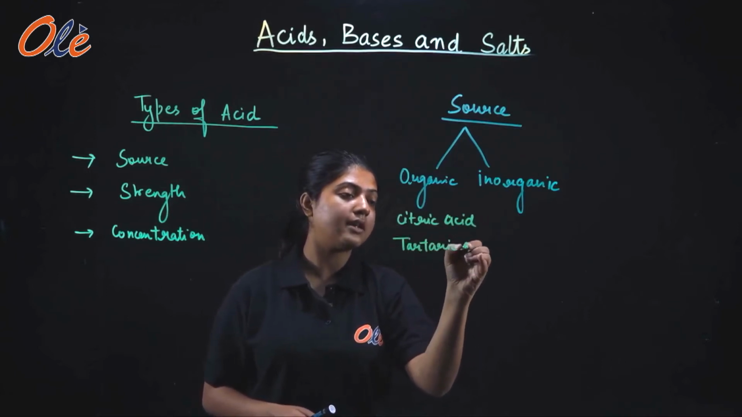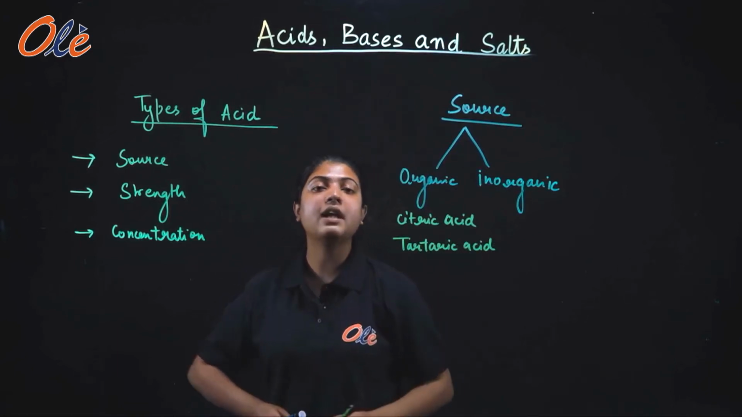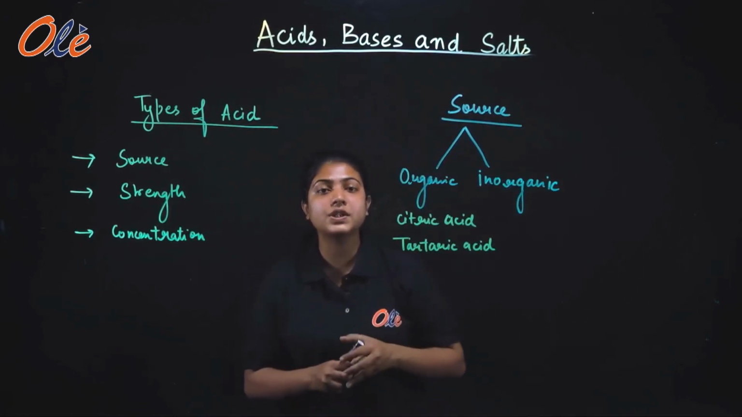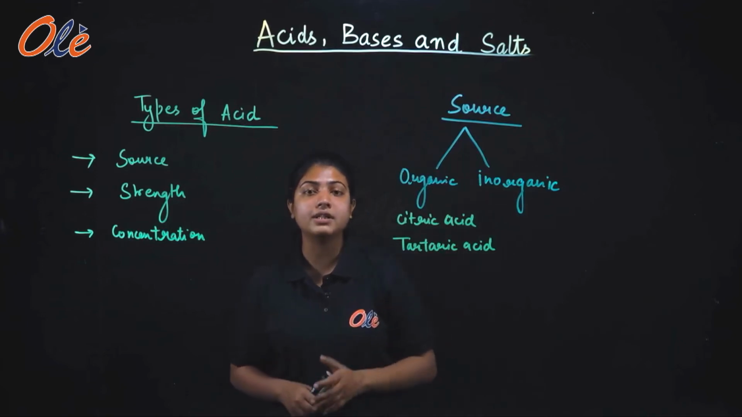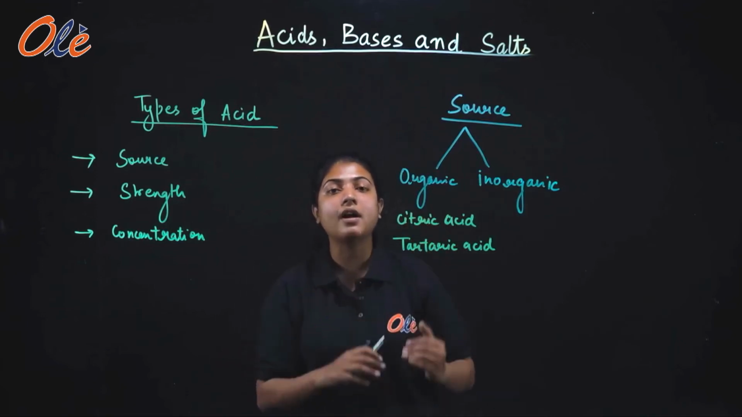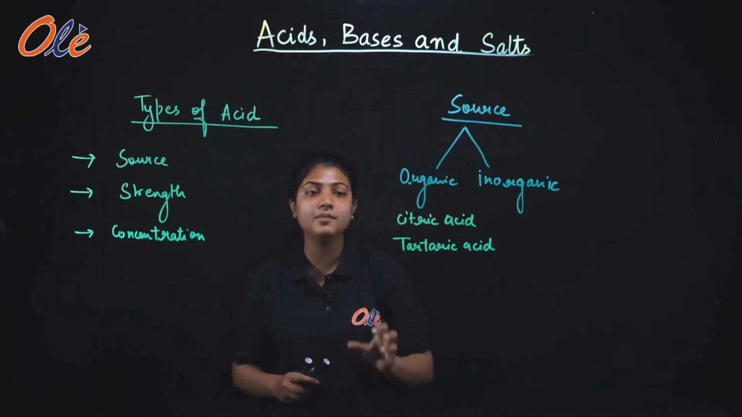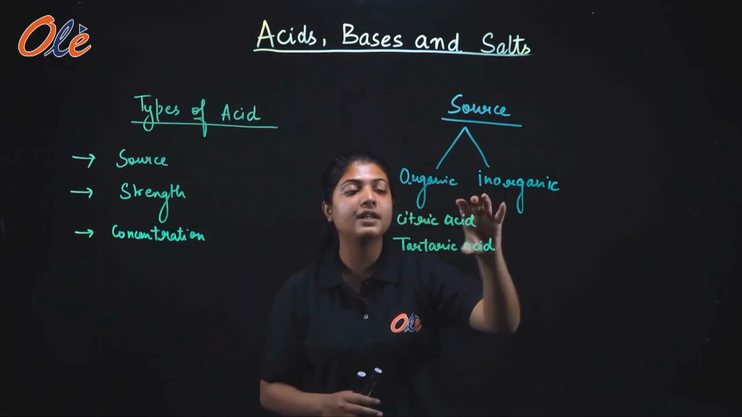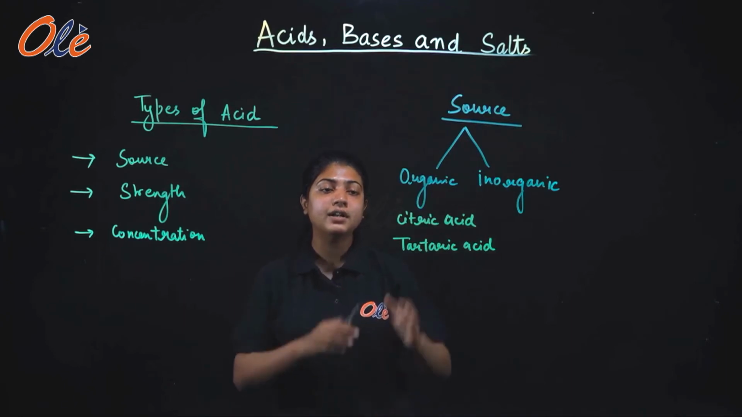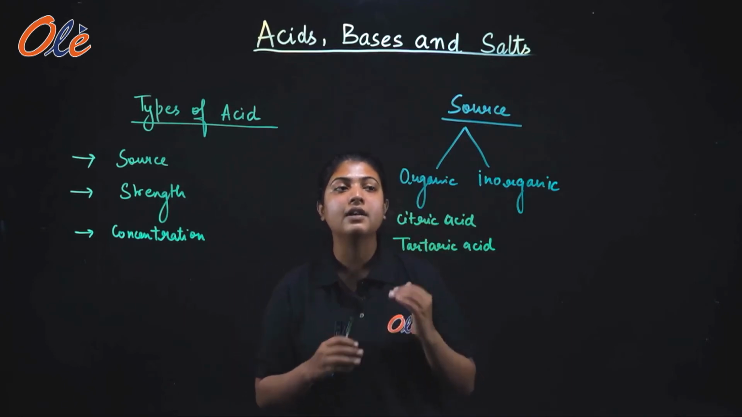Tartaric acid. Citric acid can be found in citrus fruits including lemon, oranges, etc. Whereas tartaric acid can be found in tamarind. In Hindi it is called imli. It also has a type of acid, that is known as tartaric acid.